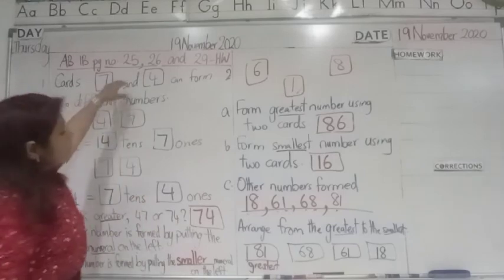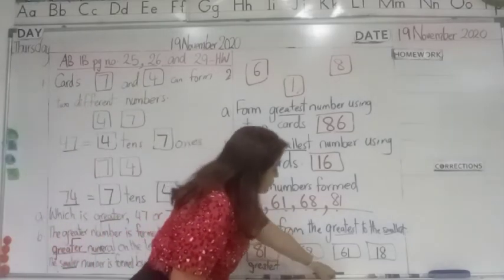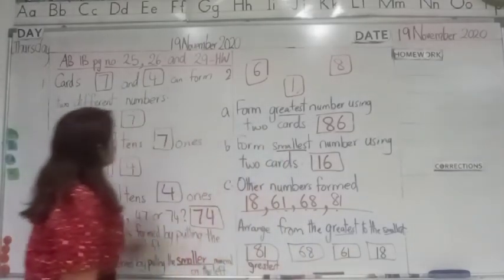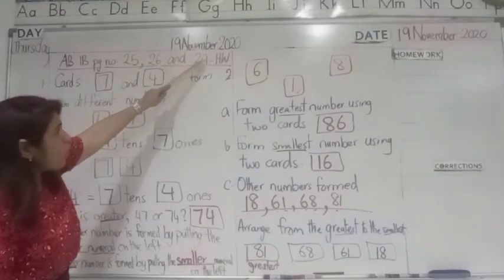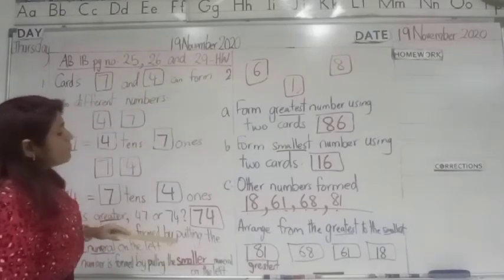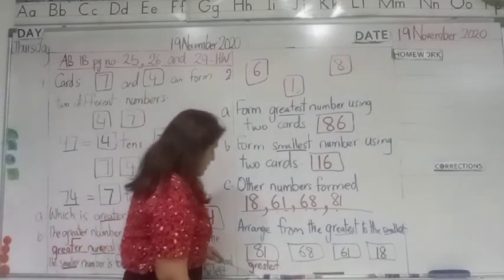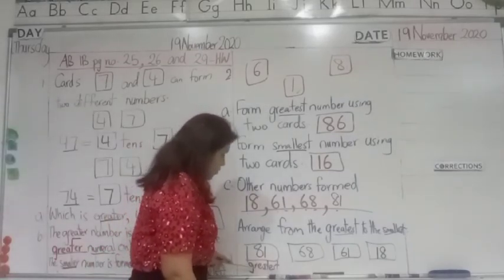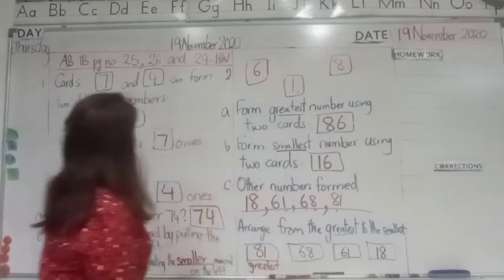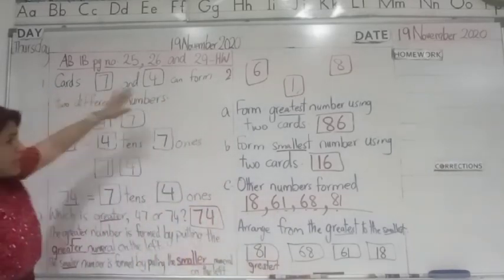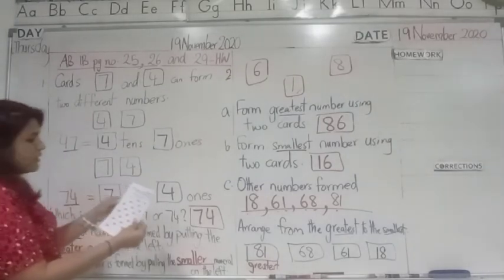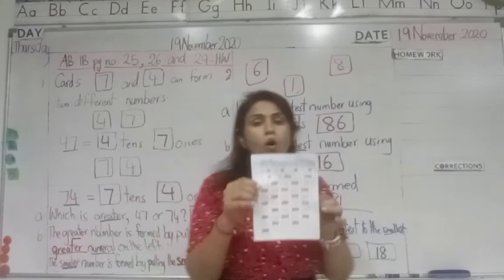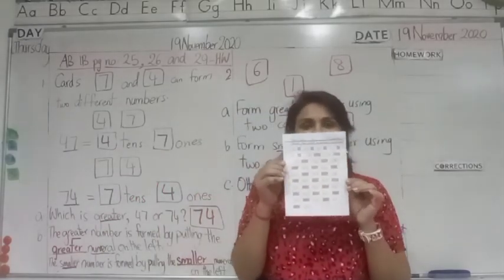Page number 25, 26 and 29 is for homework. Page number 23, 24, 27, 28 we have done here just now. Other than that, you will be doing this as homework in your exercise book.